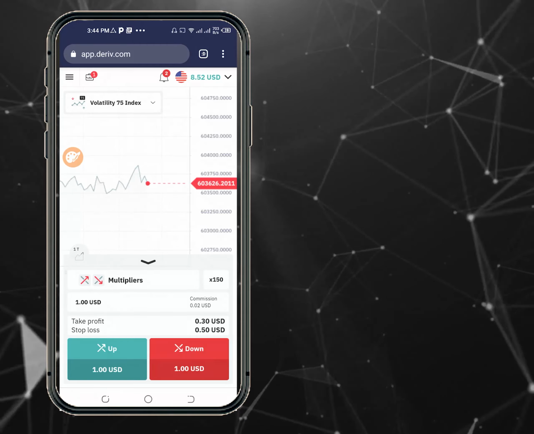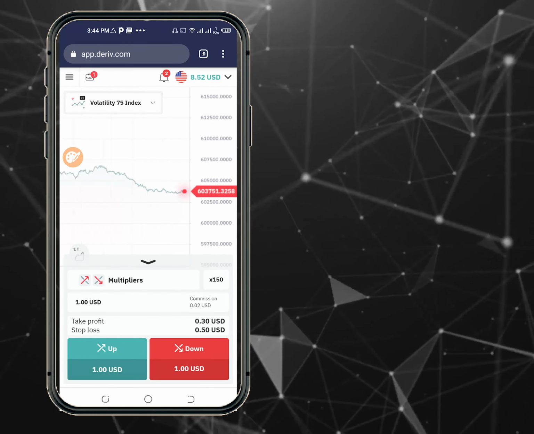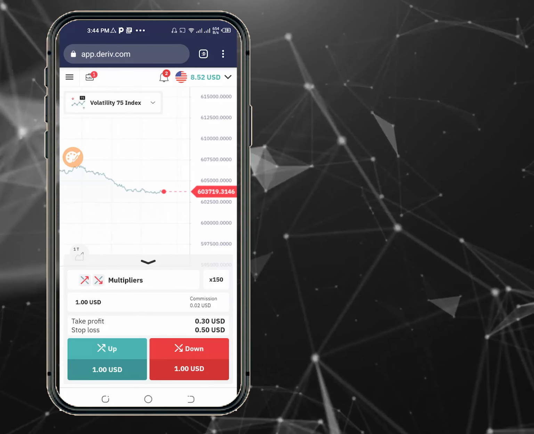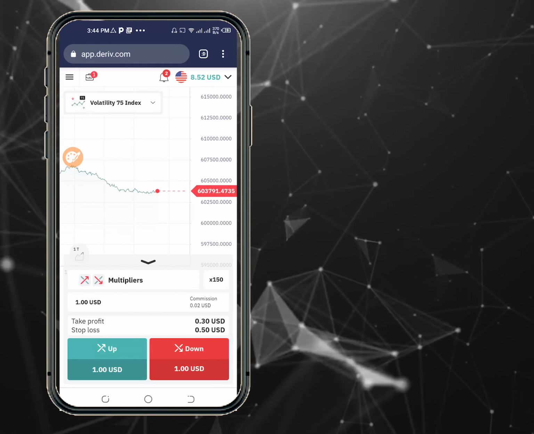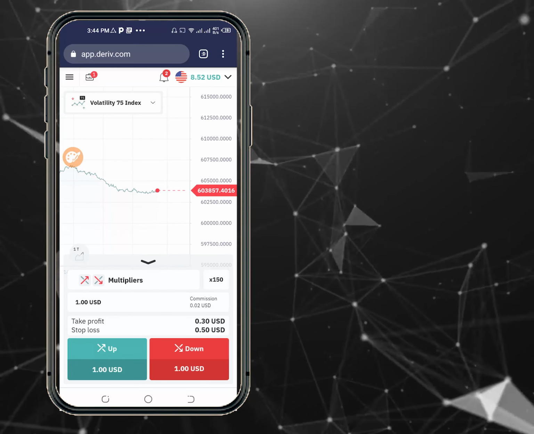So let's see. Just like I told you, it's still downward. At another point you feel that this guy has begun to go up, you can close your trade. But the purpose of this is for me to be able to use all my funds to trade and still remain safe.